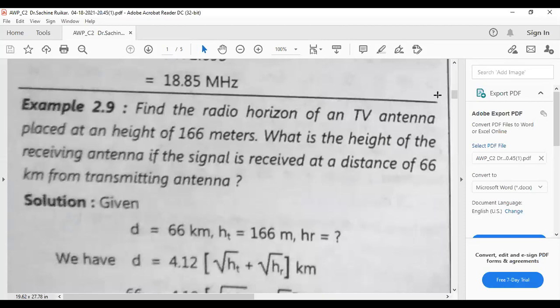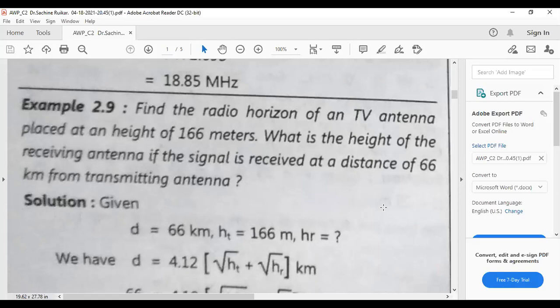Find the radio horizon of the TV antenna. The previous application was different, this application is different. Here we are interested in what is given: the distance is important, and the heights of the transmitting and receiving antennas. One thing given is the distance, and we need to calculate HR, where R is receiving and H is the height of the receiving antenna.